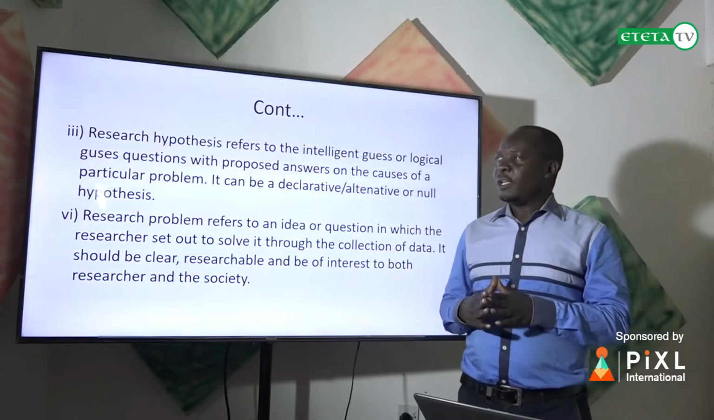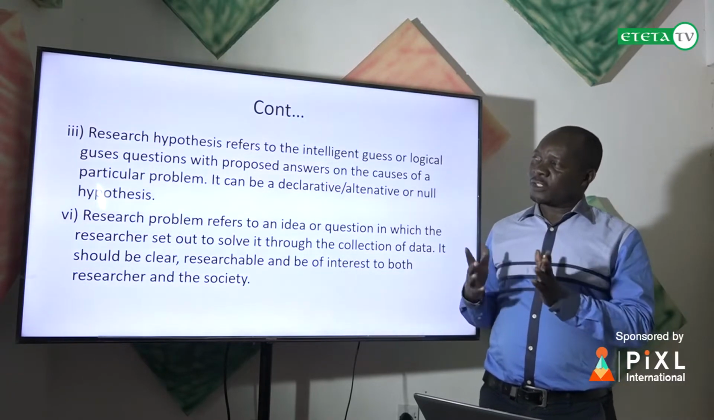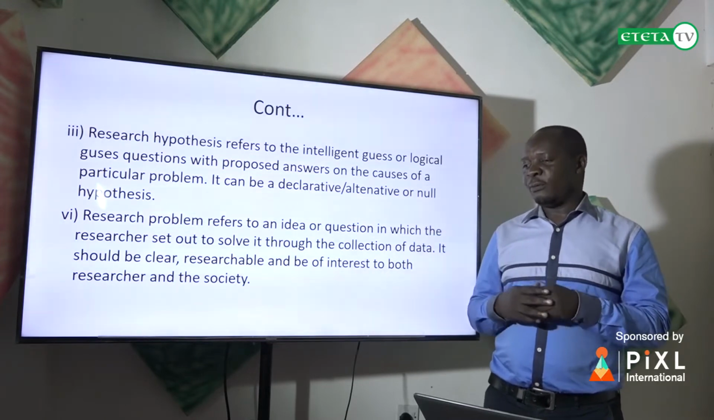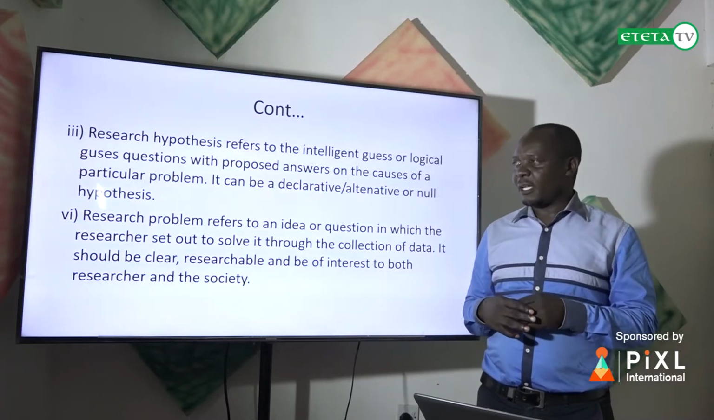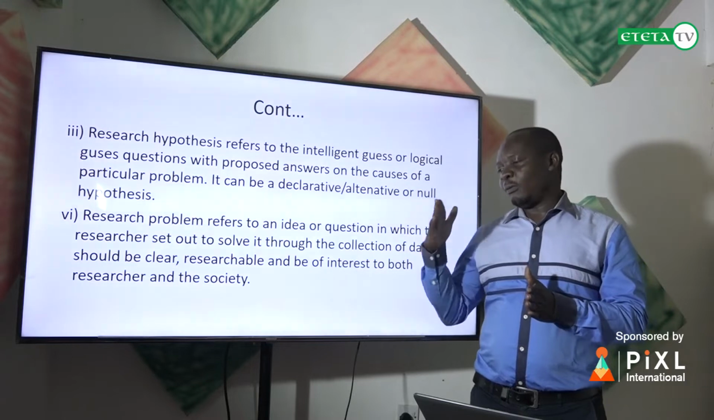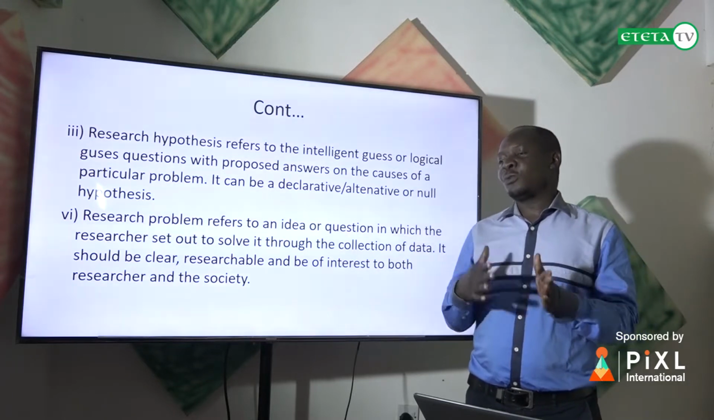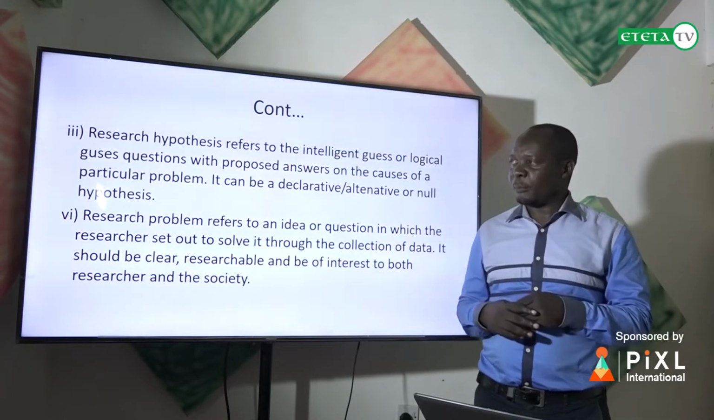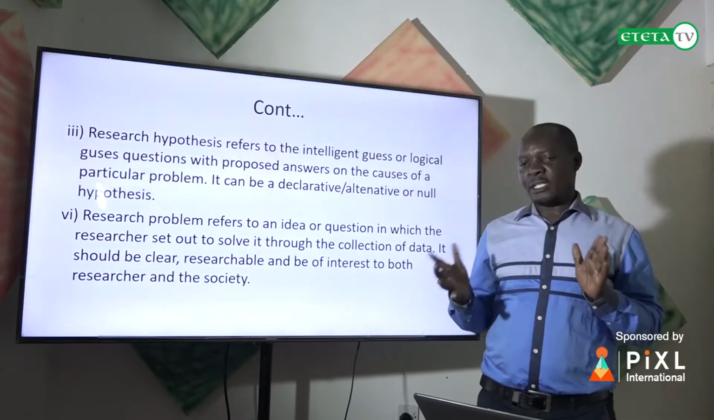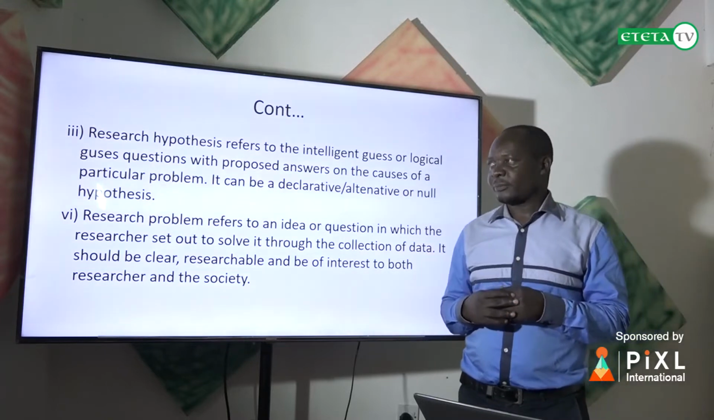For example, if a researcher is doing research on the causes of the failure of the geography subject among Form 4 students, one of the hypotheses can be that the failure of these students is due to their laziness. That can be a hypothesis. And this hypothesis can be either an alternative or a null hypothesis.